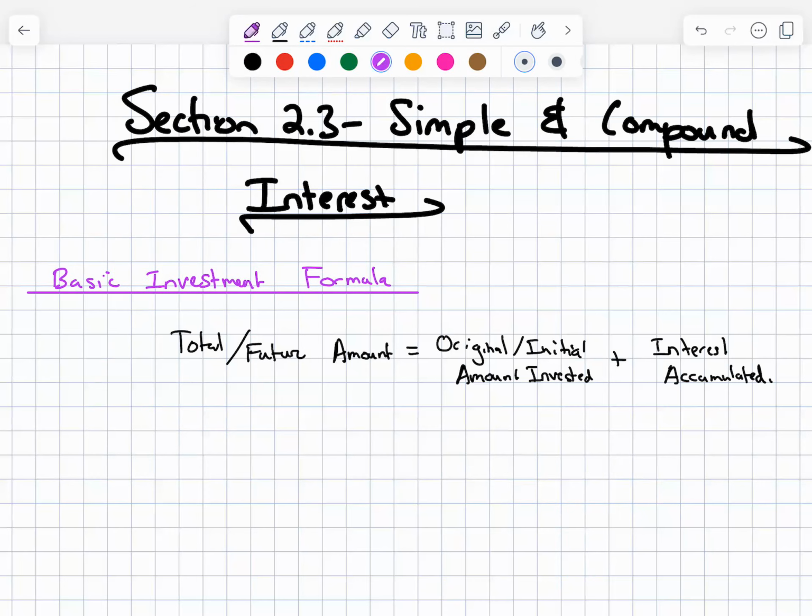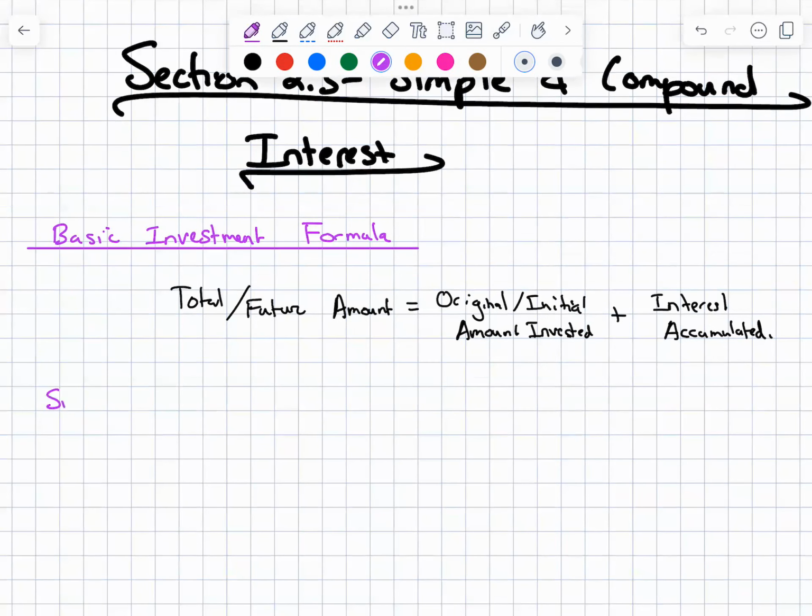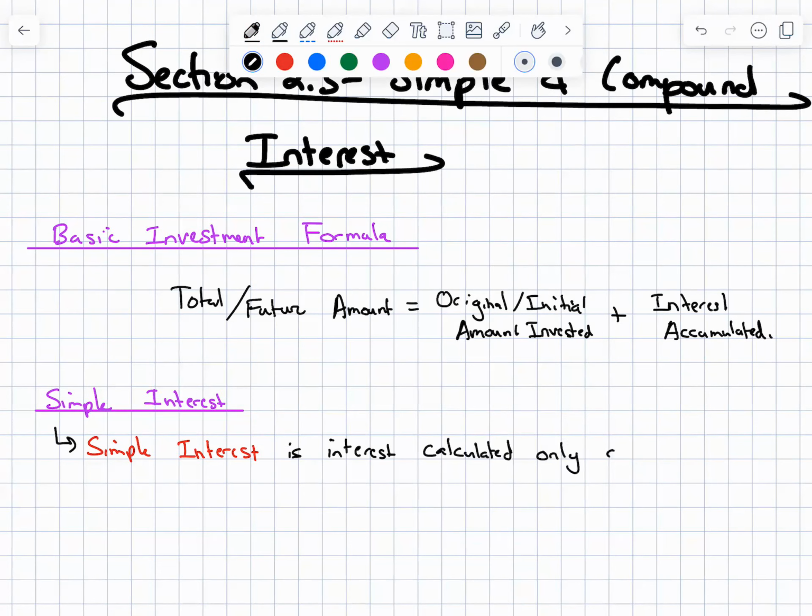Now we'll start off with simple interest. Simple not to mean easy, but simple in the way it is calculated as opposed to compound interest. So simple interest is interest, of course, calculated only once during the investment period.